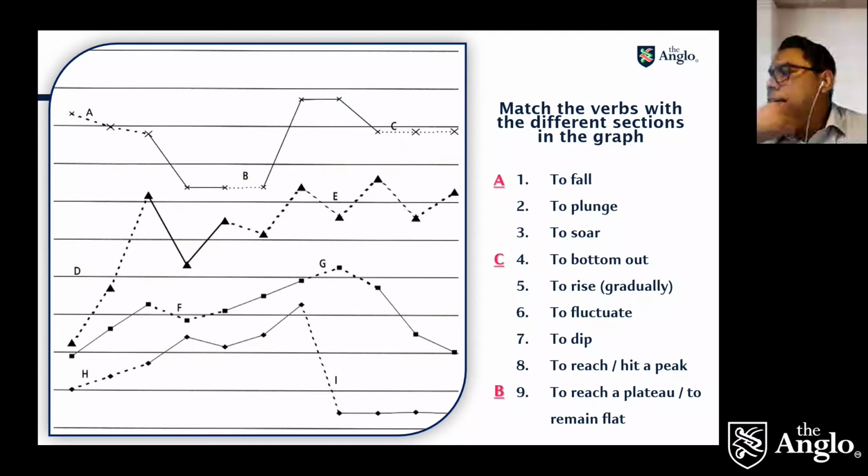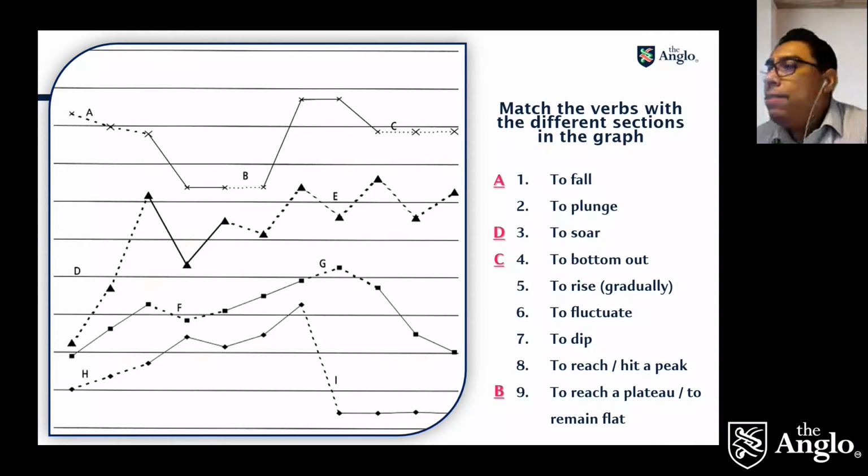I think that's the only one that we haven't checked. Well, remember, plunge is to go down dramatically. To soar is to go up dramatically. To rise in this case, but gradually. That's because it's not just rising, it's gradually. To fluctuate, to dip, to reach a peak, okay? So good, most of you already have the answer.